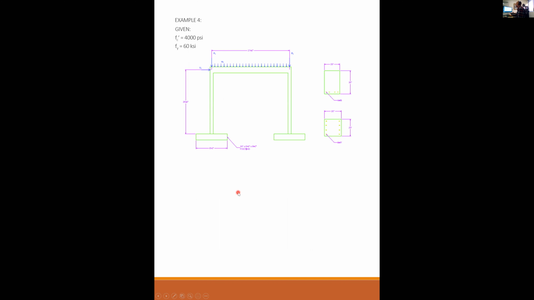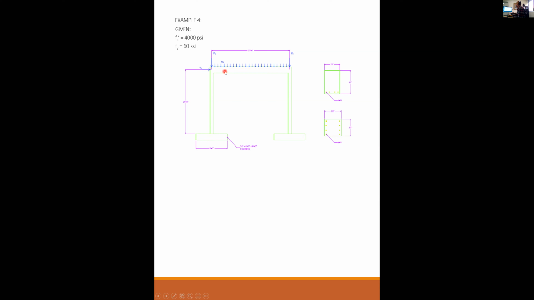Okay, so let's get to example number 4. We have 4,000 PSI concrete, 60 KSI steel, and here's a very similar frame to the one we just did. Very similar. Same footing, same column section, same beam section, same geometry of the frame. Difference is I don't have pins here anymore. Why don't I have pins? Because this has a lateral load pushing on it, and it wouldn't have enough strength to resist that lateral load. It would buckle over. So I had to fix the column to the foundation, and it's clearly fixed at the beam here.